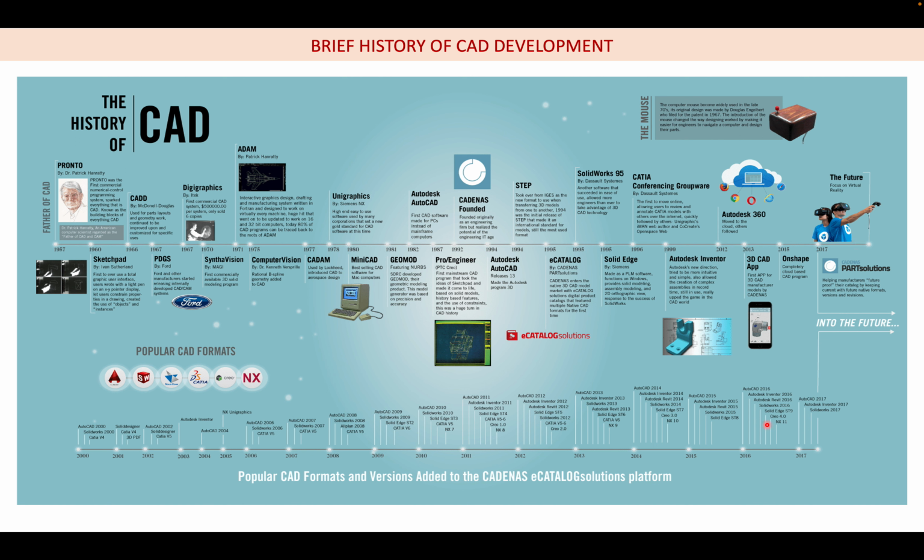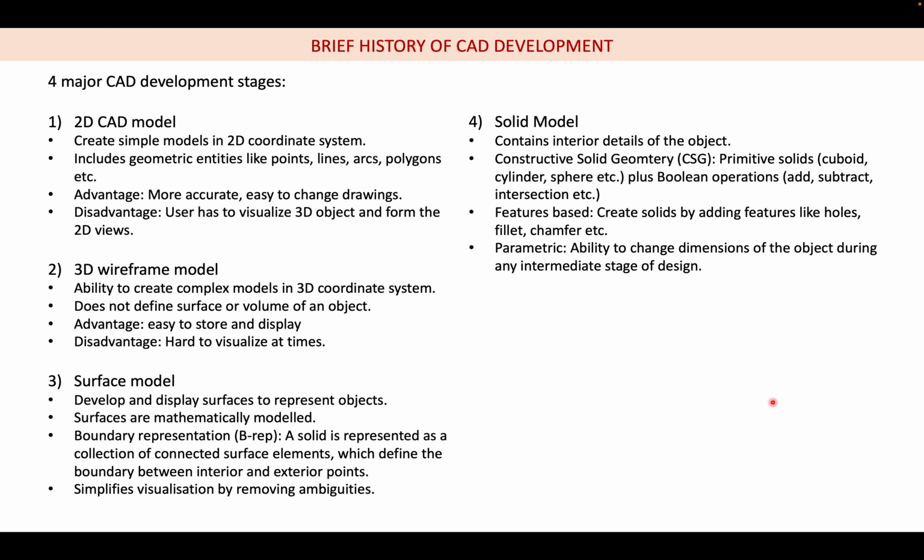Now we have different software for different applications. For civil drawings you have something called Revit, like that. For mechanical use you have many packages like SolidWorks, Pro Engineer, and CATIA, mainly for aerospace and sheet metal applications. AutoCAD also develops its own software every year. The latest is the 2023 version from AutoCAD. Same with Inventor. So to summarize, there are four major CAD development stages.